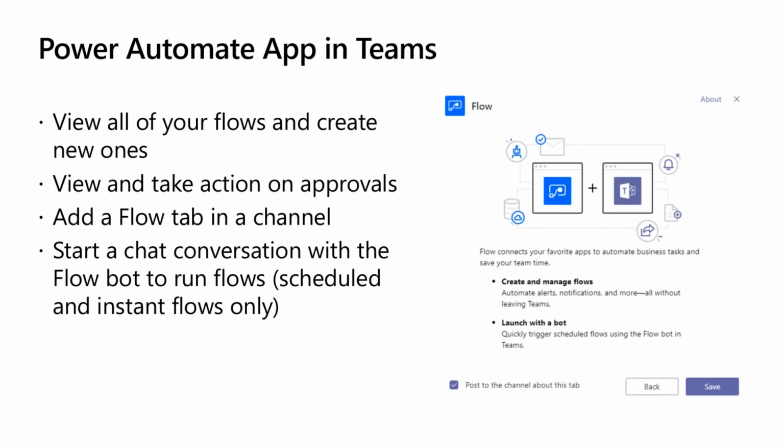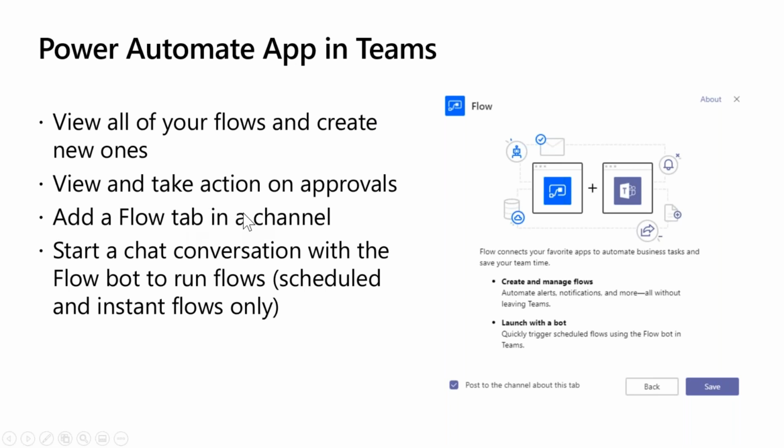So this is really that built-in extensibility that Power Automate has to offer within Teams. So you can add the app in Teams. You can view all of your flows and create new ones right from within Teams. You can view and take action on all of your approvals within Teams.